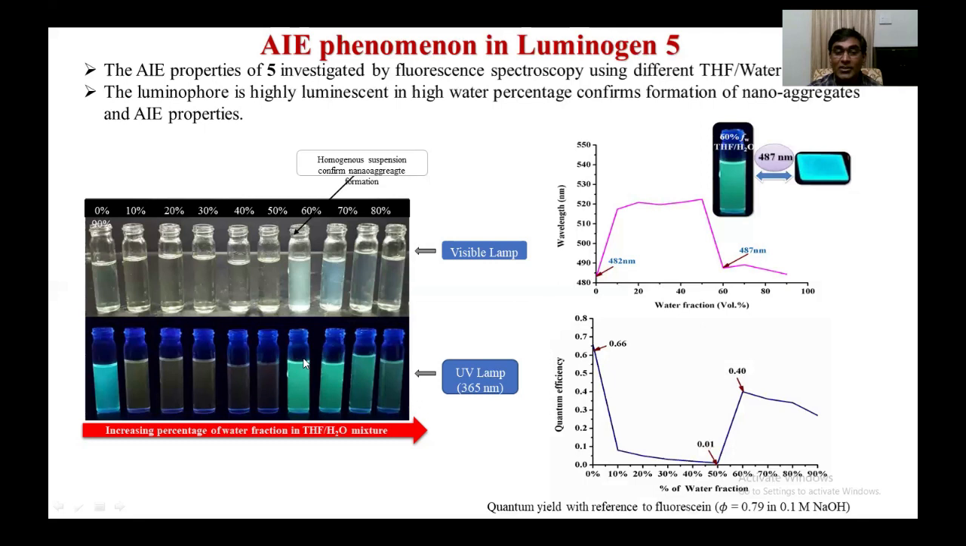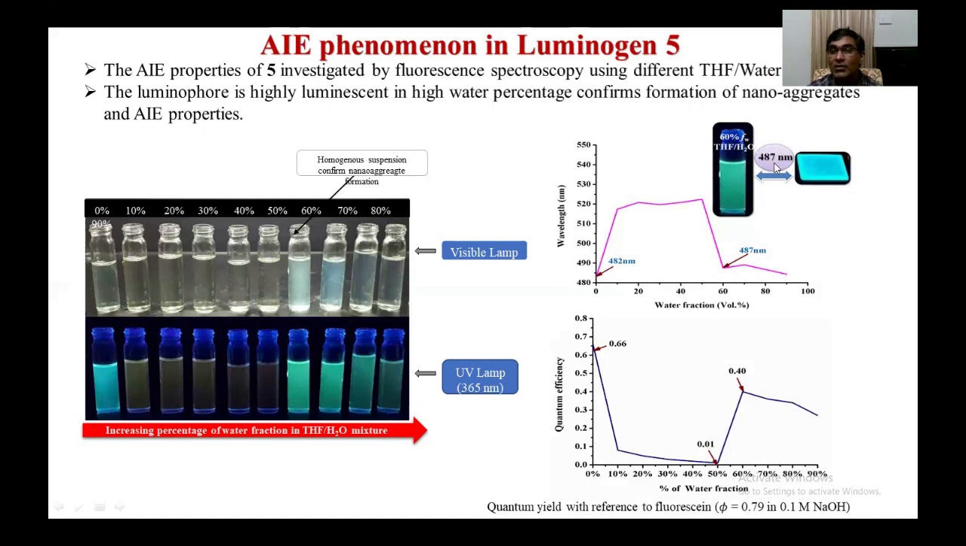So at this 60% water fraction, you can see this wavelength is 487. This is about the same here. Now you can see the 60% fraction of water in THF-water, the wavelength is 487, and the emission wavelength of the solid thin film of molecule five is again the same.